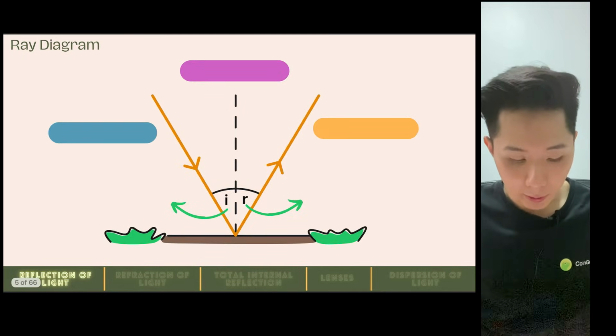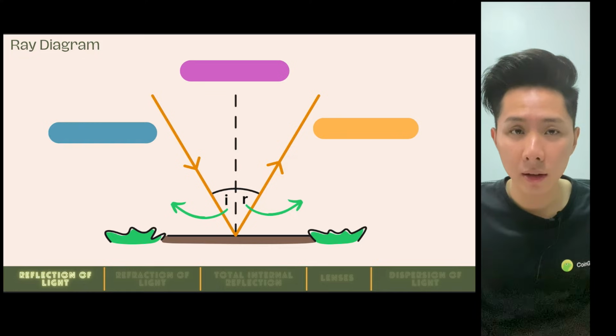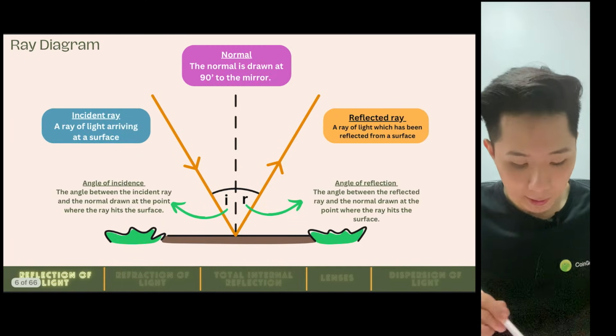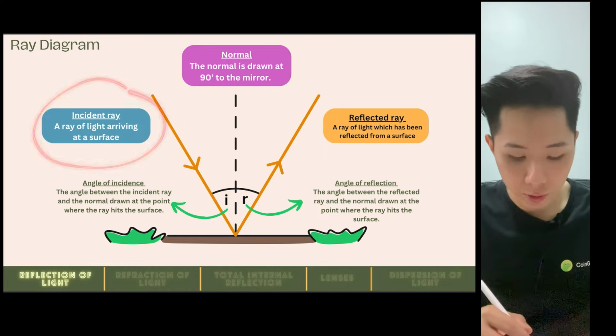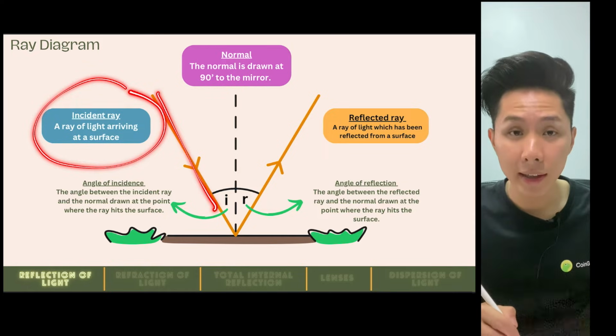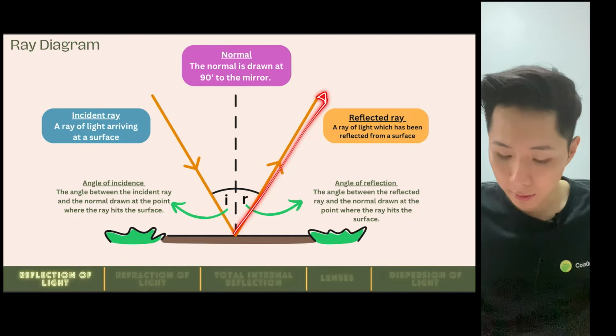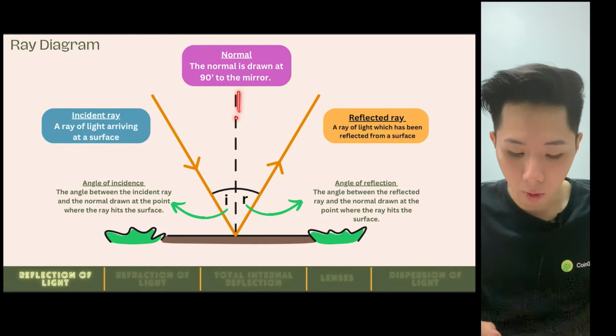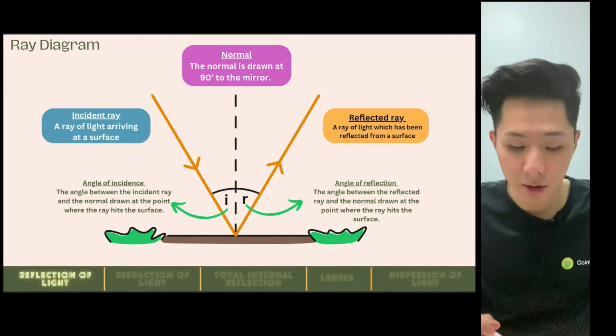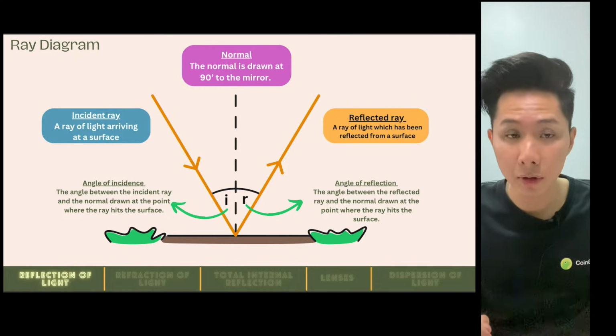Alright? So to understand reflection, there are a few terms that you need to get familiar with. The first one is the incident ray, which is the light ray that is hitting the surface. And also the reflected ray, a ray of light which has been reflected from a surface. Also the normal.